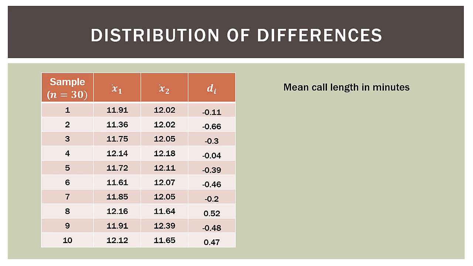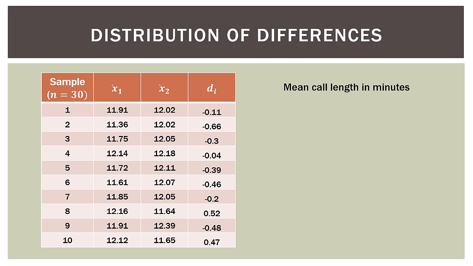Then we do it again. We take 30 from call center 1, we get a mean of 11.36. Then we get the same sample from call center 2. By chance, we get a mean of 12.02 again. The difference between those two sample means is negative 0.66 minutes. And then we do it again.